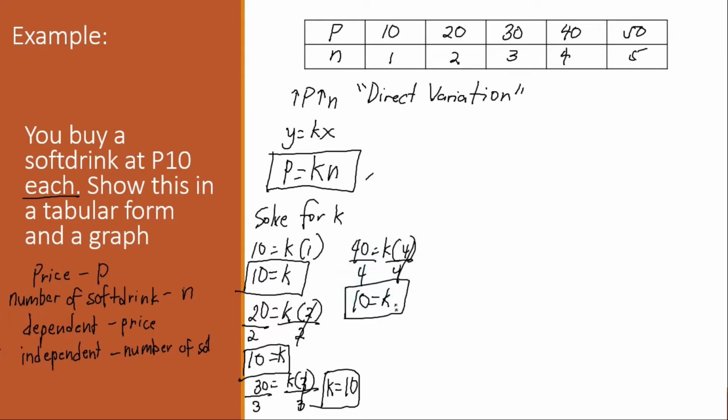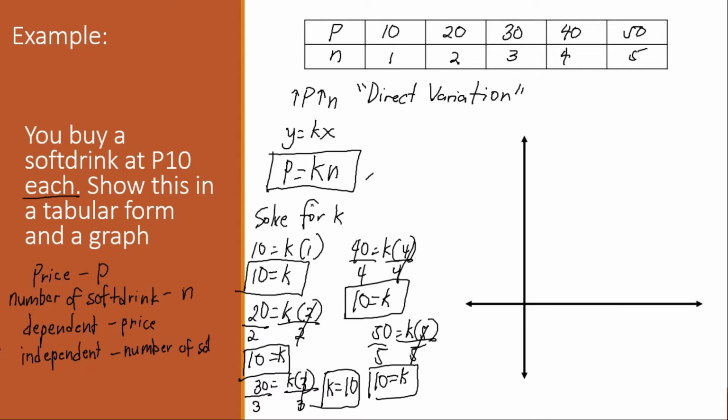How about this 50 and 5? 50 equals k times 5. Divide both sides by 5. You will also have a 10 as a value of your k. So, kahit anong piliin nyo dito sa ating table of values, ang kaalabasan ng ating constant of variation will always be the same.